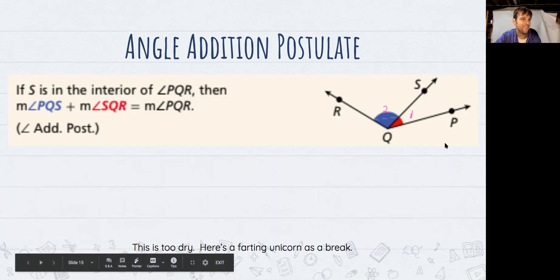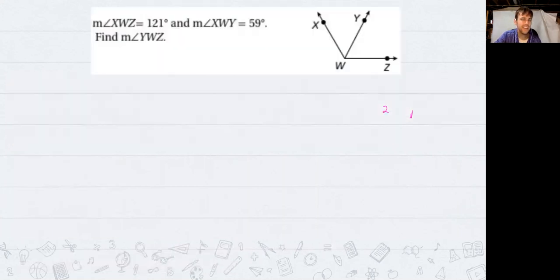All right, this is pretty dry. Let's actually just look at an example. Let's see what it looks like right here. So we have the measurement of angle XWZ. So XWZ, that's the whole thing. Sometimes when you have a picture like this, if you want to talk about the whole thing, what I do is I label it at the vertex.